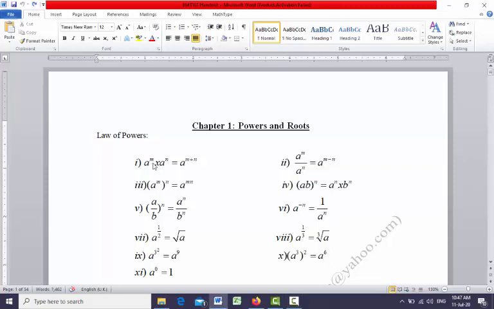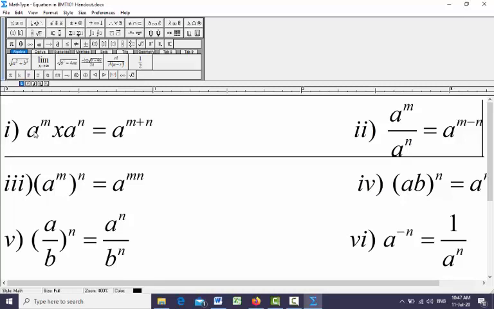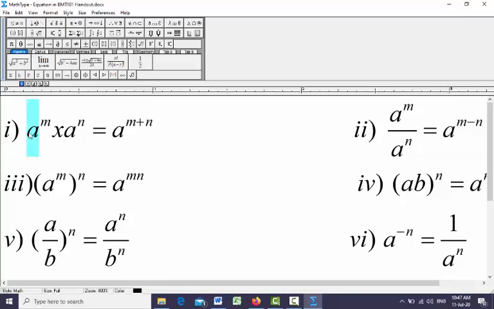The first one is a to the power m multiplied by a to the power n. Here you can see that in both cases the base is a. So when the bases are the same and the powers are different, and you want to multiply, since the bases are the same, the powers can be added together. So we will have a to the power m plus n. Since the bases are the same and we are multiplying, the powers will be added together, right?